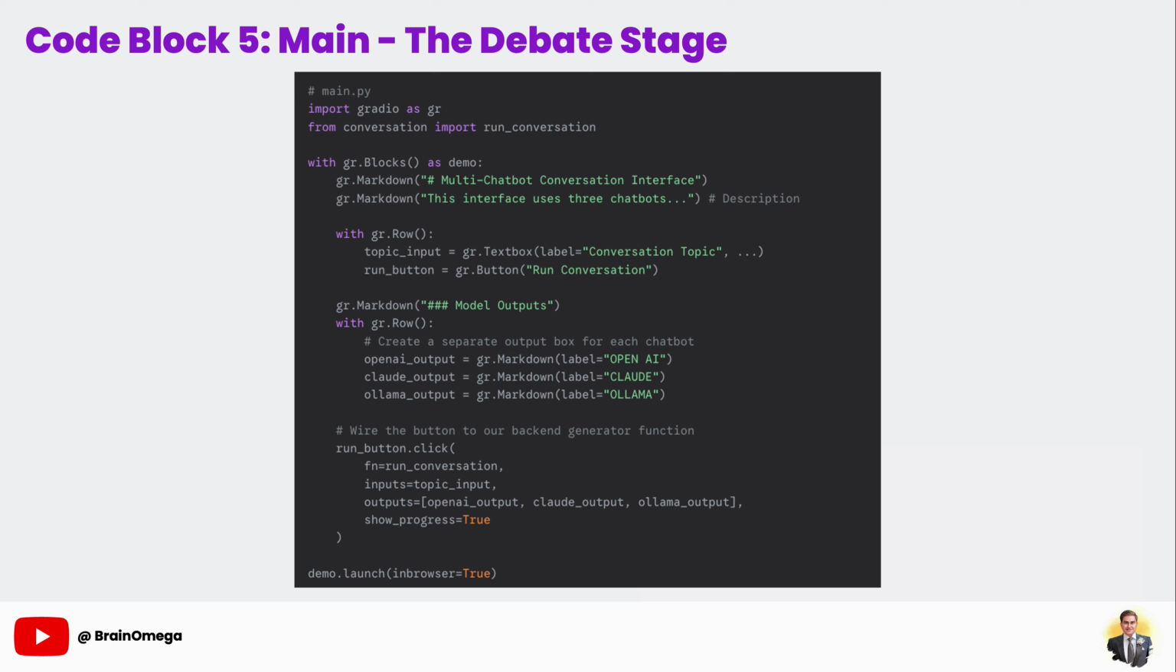Now for the most important part, the .click event handler. This single line of code connects our front end to our back end. We tell the run button that when it is clicked, it must call our run conversation function.